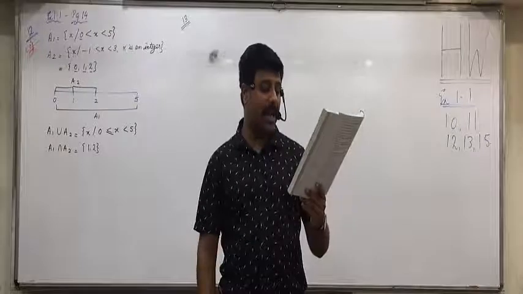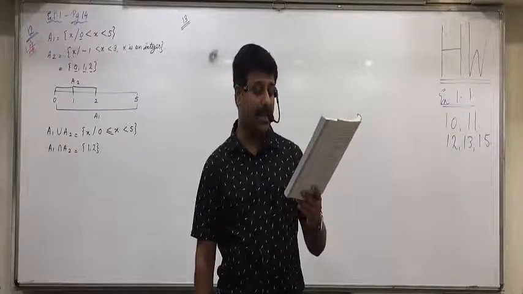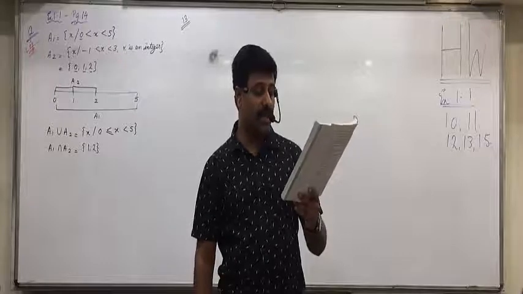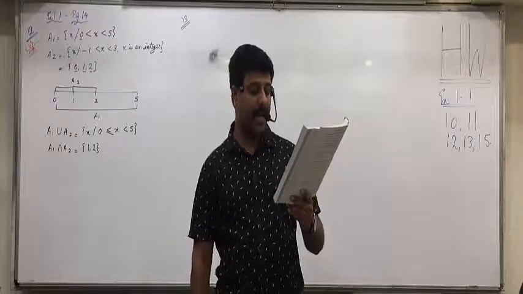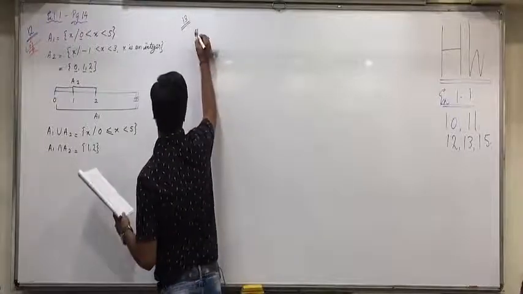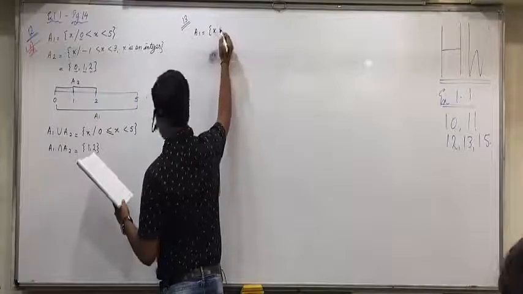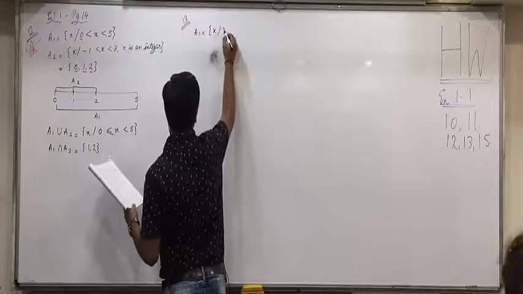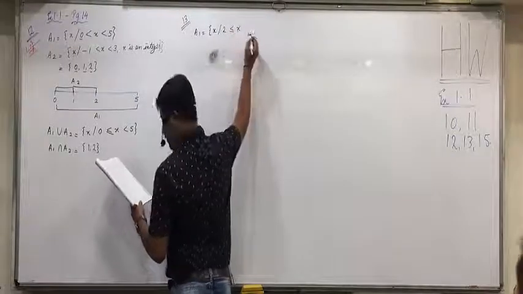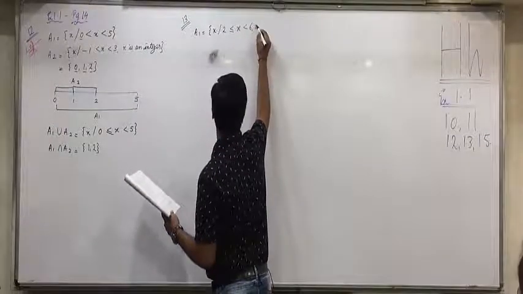Events A1 and A2 of a random experiment are as follows. Find the sets showing the union A1 union A2 and intersection A1 intersection A2. Now write down A1 equals to X such that 2 is less than equal to X less than 6, X belongs to N.